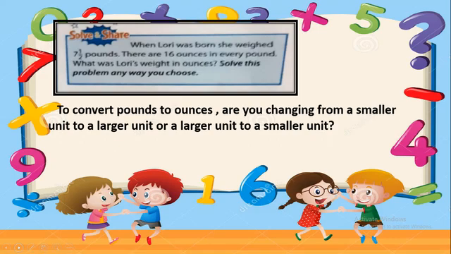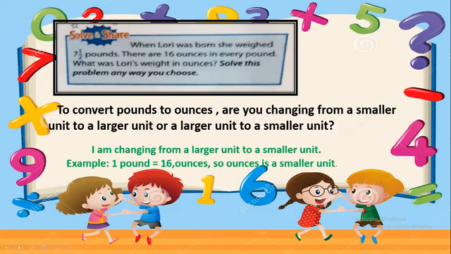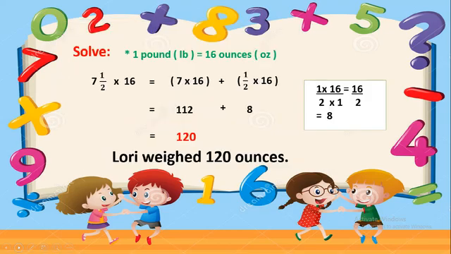So, to convert pounds to ounces, are you changing from a smaller unit to a larger unit, or a larger unit to a smaller unit? It's pounds to ounces. I am changing from a larger unit to a smaller unit. 1 pound equals 16 ounces. So ounces is a smaller unit. So in this problem, we are asked to convert pounds to ounces, right? So how are we going to solve it?